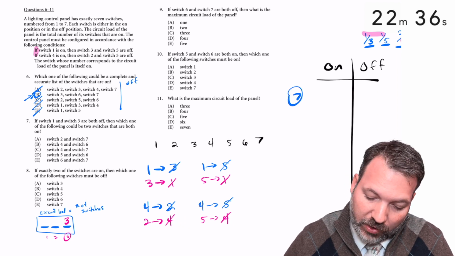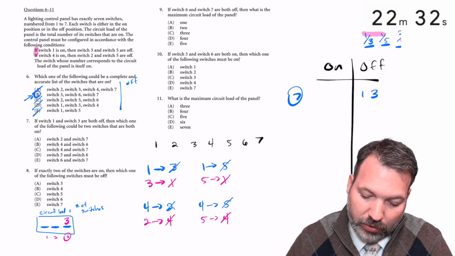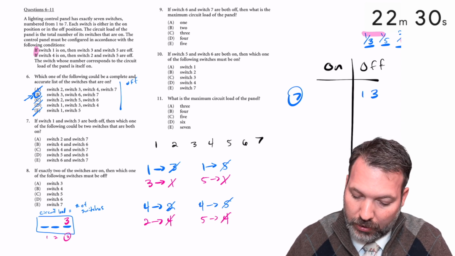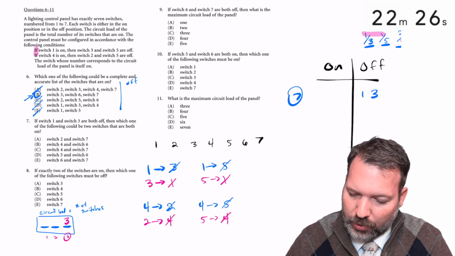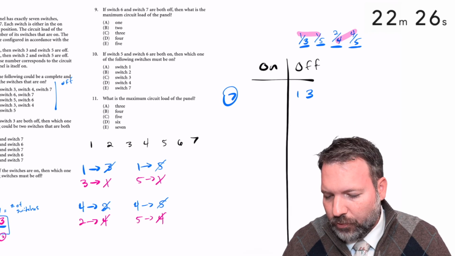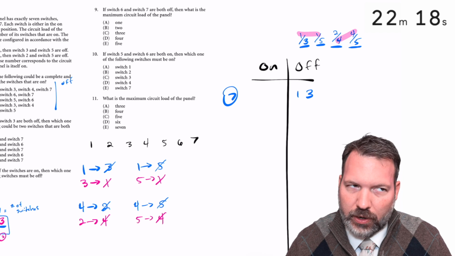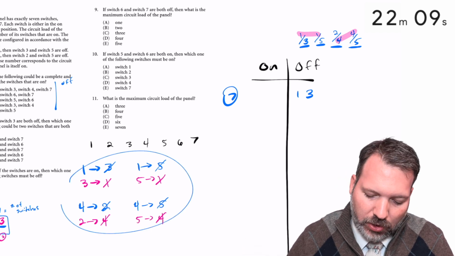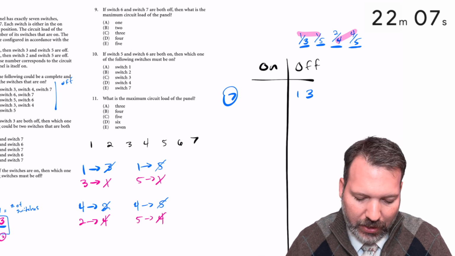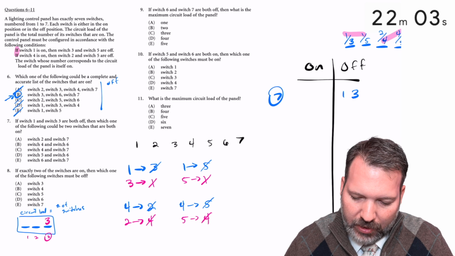Number 7, specific question. If switch 1 and switch 3 are both off, which one of the following could be the 2 switches that are both on? Well, unfortunately, if 1 and 3 are off, that doesn't tell me much other than the circuit load of the panel cannot be 1 or 3. But all of these clues start with switches that are on, so I can't go backwards and say what that means. I think that means I just have to try it out.